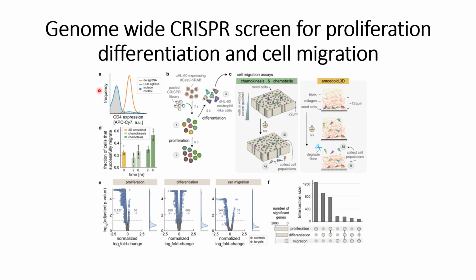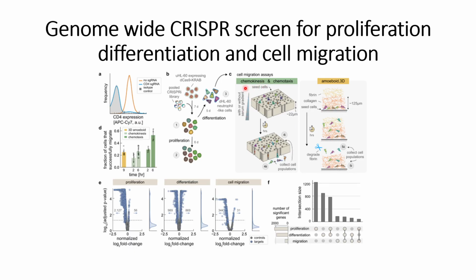They use those vectors to create this CRISPR pool library, and then they transduce it into the HL60 cells expressing dCas9-KRAB. After 7 days, they divided the cells, half for differentiation and half for proliferation: 6 days for proliferation and 5 days for differentiation. Then they measure the cells in different functional studies, that is chemokinesis and chemotaxis.